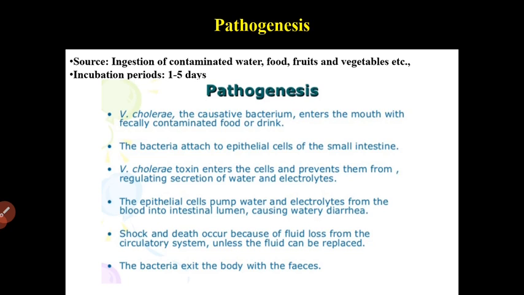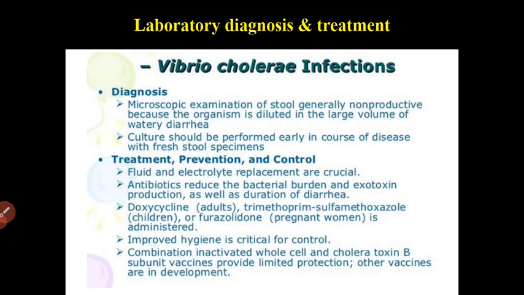Understood what is going on? Now, shock and death occur because of fluid loss from the circulatory system unless the fluid can be replaced. The bacteria exit the body with the feces. Okay. Now, laboratory diagnosis and treatment. Diagnosis: microscopic examination of stool is generally non-productive because the organism is diluted in the large volume of watery diarrhea. We all know that. Now, culture should be performed early in the course of disease with fresh stool specimens.